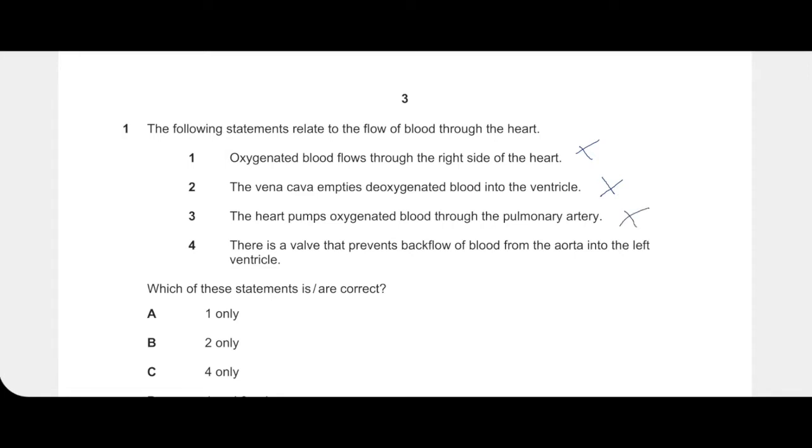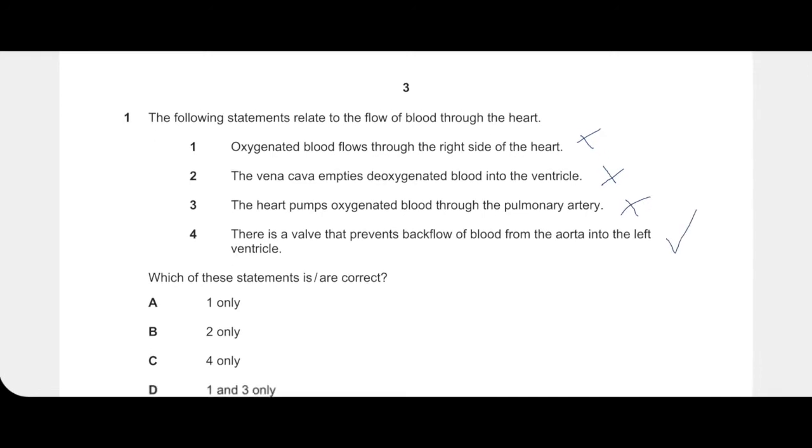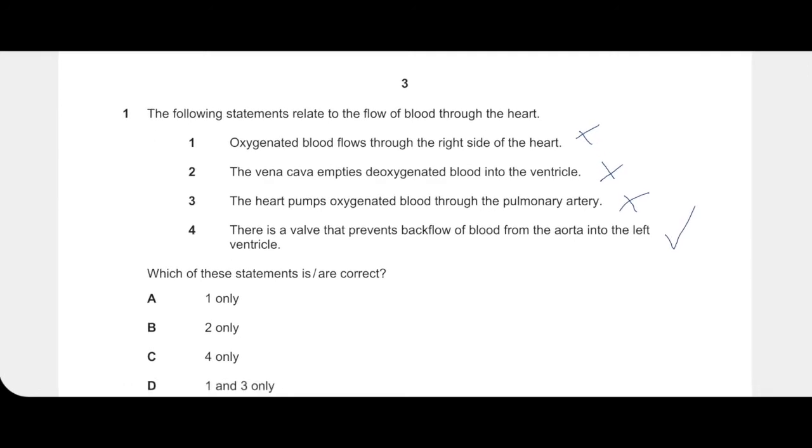And statement number 4. There is a valve that prevents backflow of blood from the aorta into the left ventricle. That is correct. The aortic valve prevents backflow of blood from the aorta into the left ventricle. Give that a tick. Therefore, option C is correct. That's question number 1 completed.